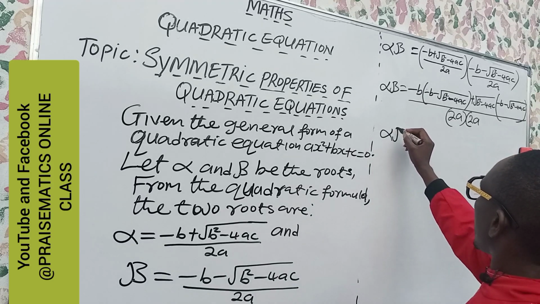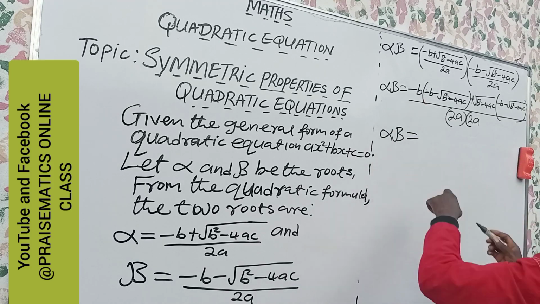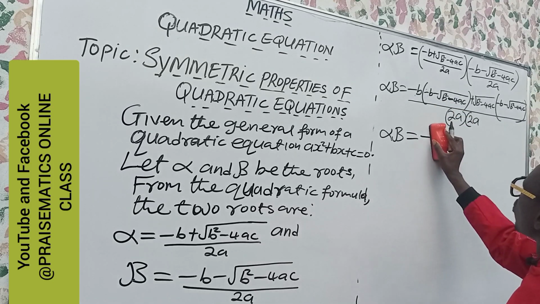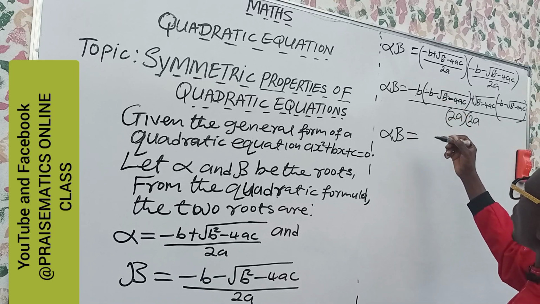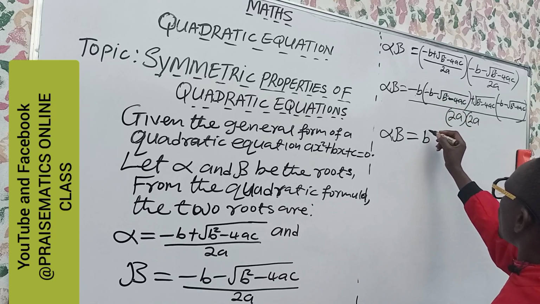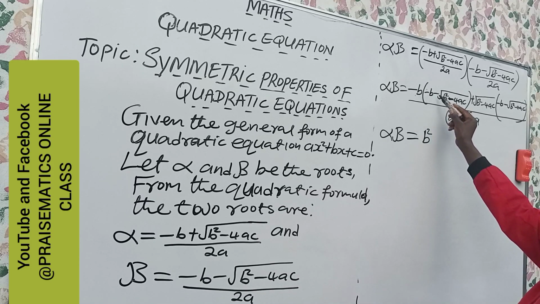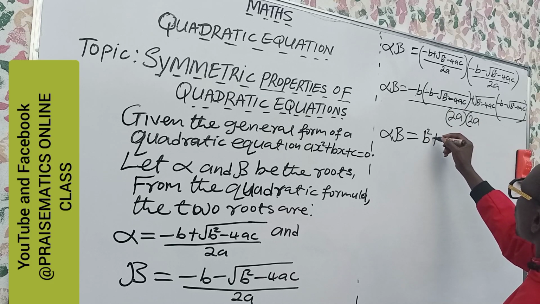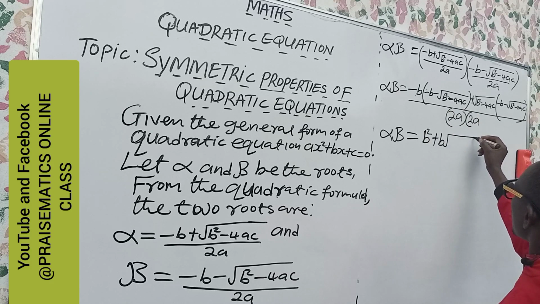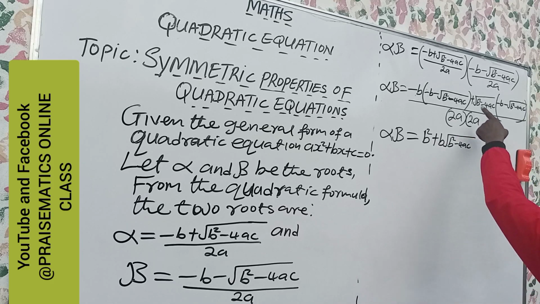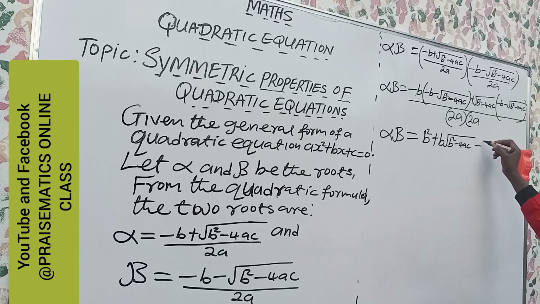So alpha beta is equal to minus b times minus b, which gives us plus b square, since minus times minus is plus. Now let's go. Minus b times this gives us plus b square root of b square minus 4ac. This time, this one gives us minus b square root of b square minus 4ac.